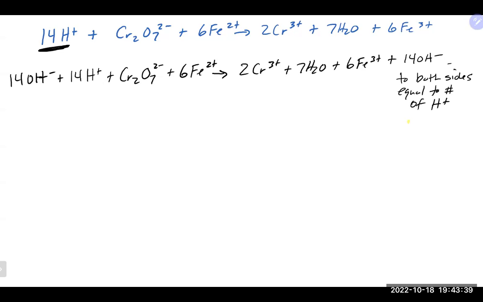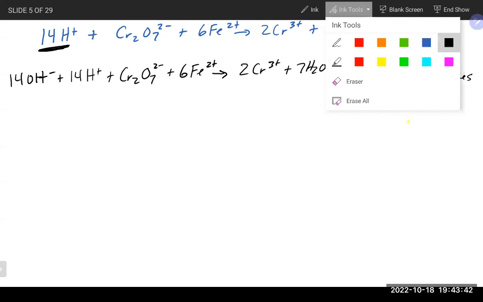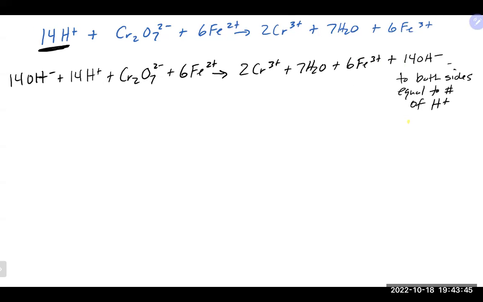Okay, now when you do this, there's definitely going to be a side where there's H plus and OH minus together. When you have H plus and OH minus, what do they make? That's 2 hydrogens and an oxygen. That's water. So it makes actually 14 waters in this case. And what will typically happen at this point is, if you look on the other side, there are 7 waters. So that can be reduced down.